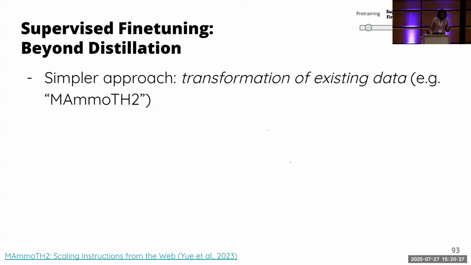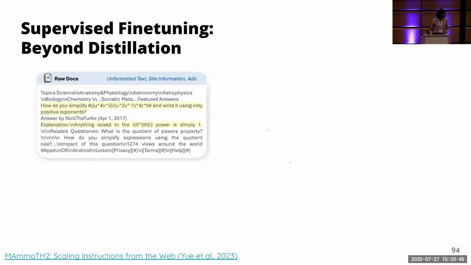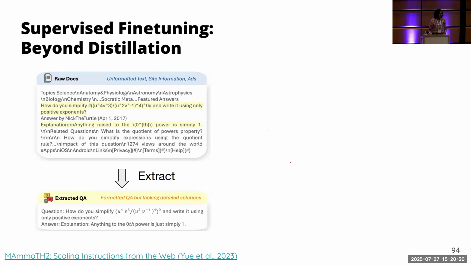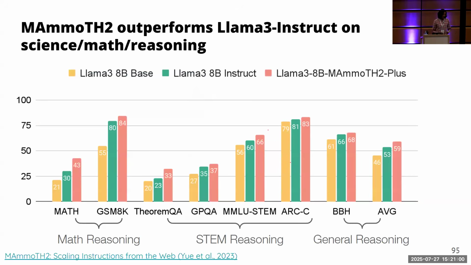And in Mammoth 2, which was discussed earlier, there's the idea that just transforming a large amount of existing data might be even better. So just taking documents from the internet, extracting them into a question answering style format, and then refining it to add things like reasoning traces. That's definitely easier, and it might be even better. And it outperforms on the domains where we have data collection for. It outperforms Llama 3 8B instruct, which is trained on a very large amount of manually collected data.